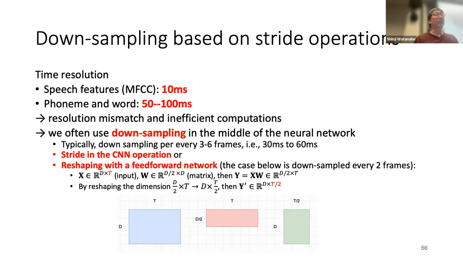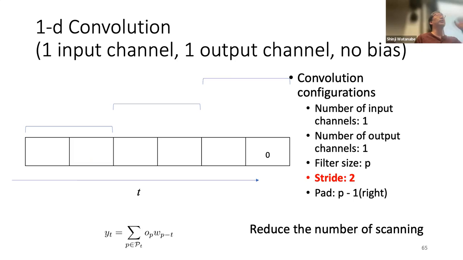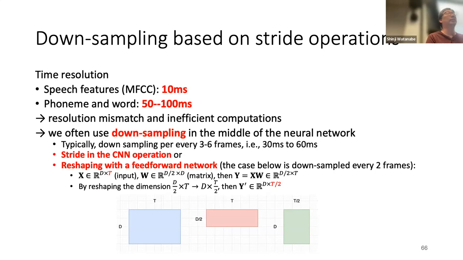So if instead we use the stride operation, then we can reduce the length. This technique is called CNN-based downsampling. There are several other ways to do downsampling, but nowadays many people use a convolutional neural network and control the stride to make the length shorter, so that we can reduce the computational cost. So the stride operation is quite often used for downsampling.